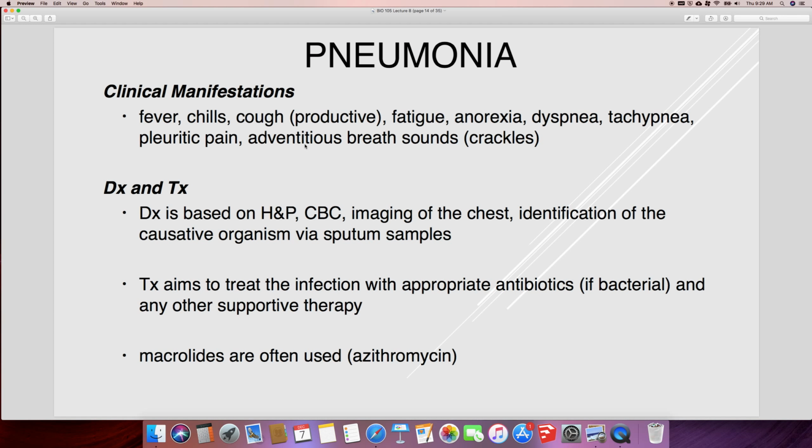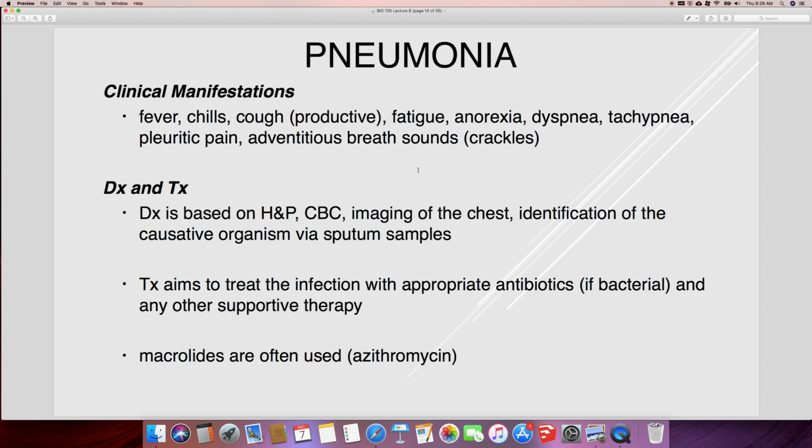So clinical manifestations: fever, chills, productive cough, fatigue, dyspnea, crackles when you listen, pleuritic pain, which is kind of that sharp stabbing pain. So a number of clinical manifestations for pneumonia.